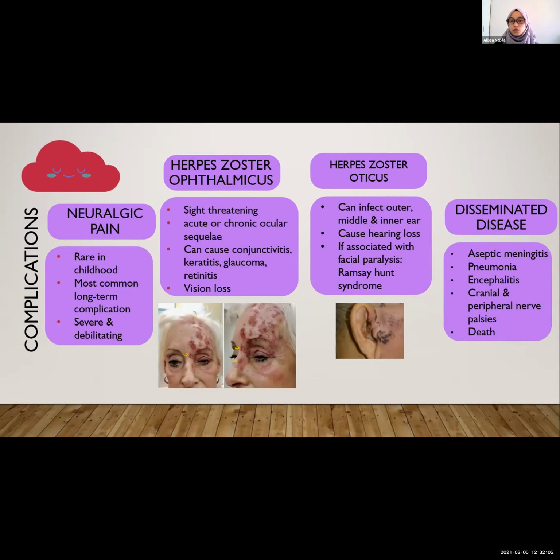And then herpes zoster oticus can infect the outer, middle, and inner ear, and it can also cause hearing loss. If associated with facial paralysis because shingles has infected the facial nerve, then it can result in Ramsay-Hunt syndrome. And then for disseminated disease, it can disseminate to other organs, causing meningitis, pneumonia, and the worst is death.